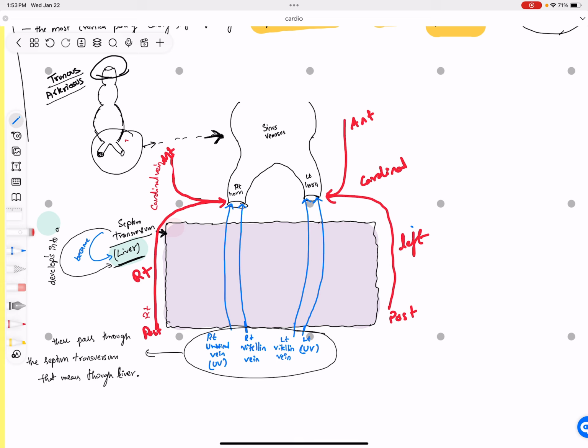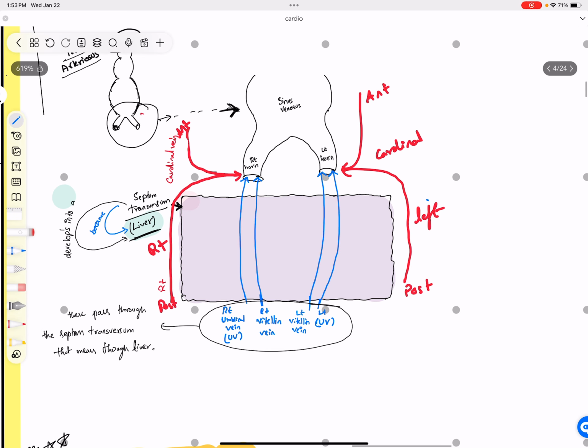And now blood from the yolk sac, that is future gut, drains via the vitelline vein to the heart. Blood from the body of the embryo drains via the cardinal veins to the heart. Oxygenated blood from the placenta arrives via the umbilical veins. And we will see the transformation of these veins.